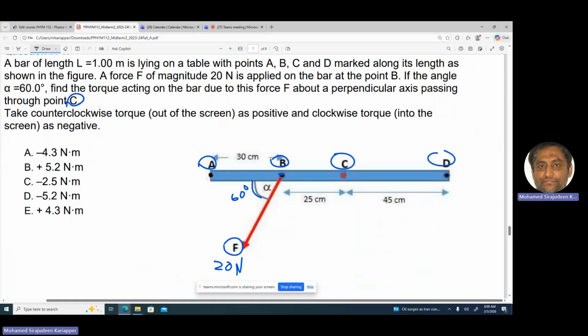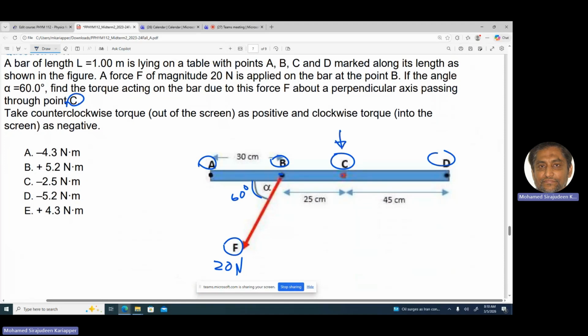We don't worry about which is the pivot point. It's immaterial. The question is find the torque of this force about the point C. So for us, we just can imagine that is our rotation axis. It may not be the rotation axis. We have to find the torque of this force about this point.